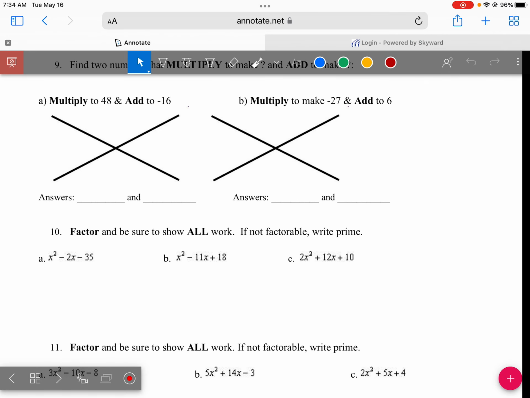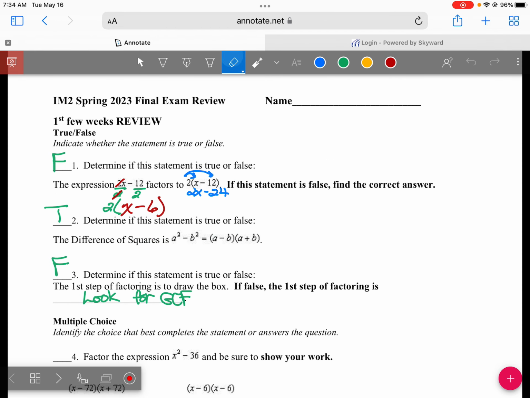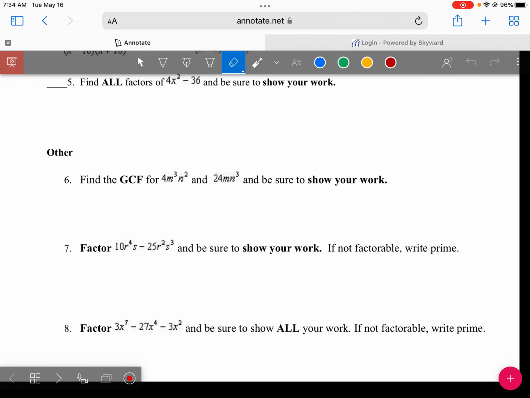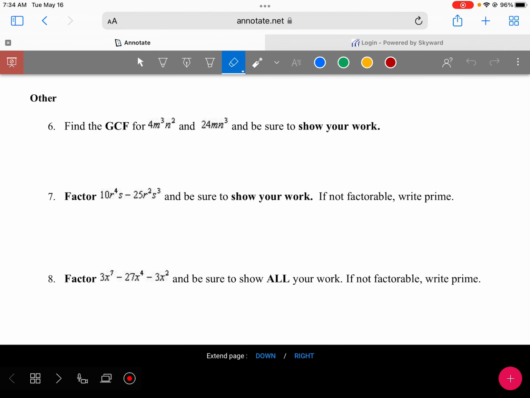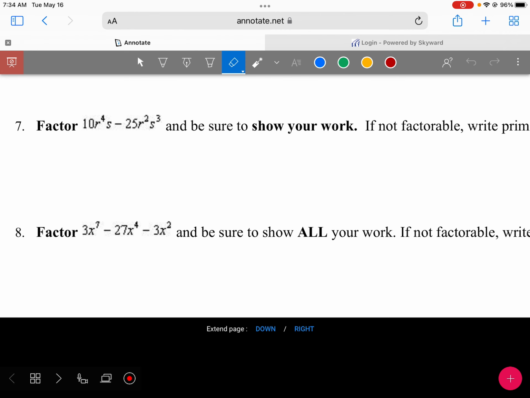Anyone? Yeah, Alex? Number 7. Okay, factoring. Yes, factoring is always a nemesis for a lot of people. So this is on page 1, factoring.